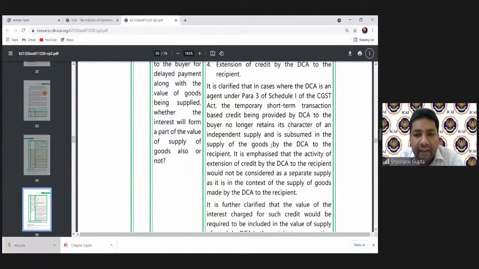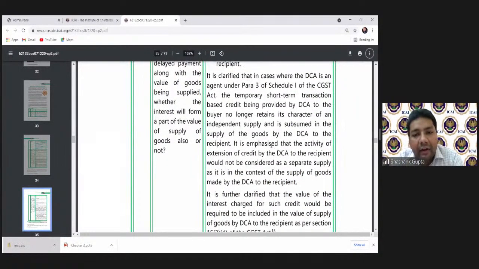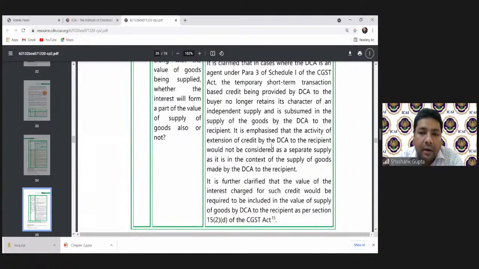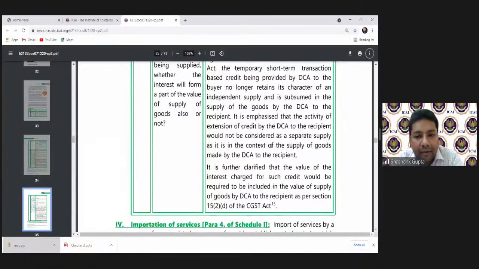It is emphasized that the activity of extension of credit by the del credere agent to the recipient would not be considered as a separate supply, as it is in the context of supply of goods made by the DCA to the recipient. It is further clarified that the value of interest charged for such credit would be required to be included in the value of supply of goods by DCA as per section 15, subsection 2, clause D of the CGST Act.